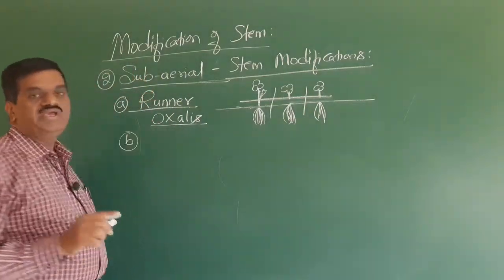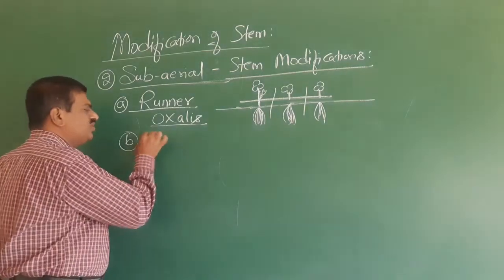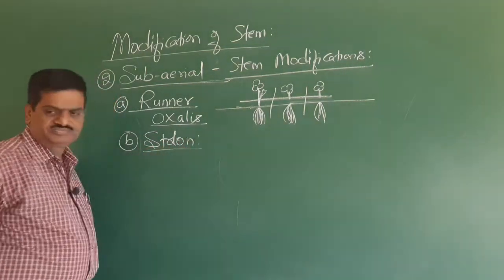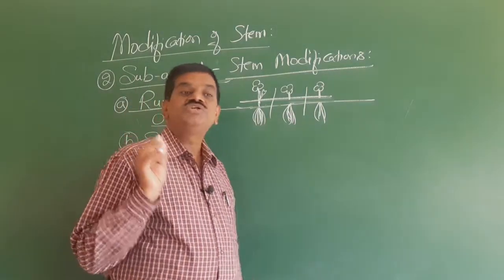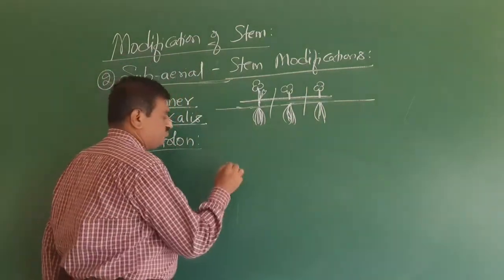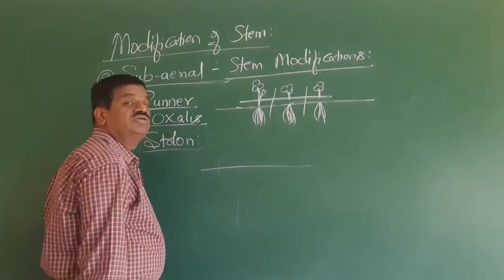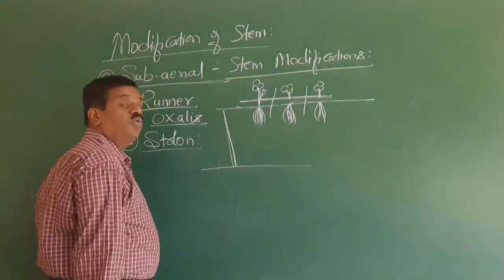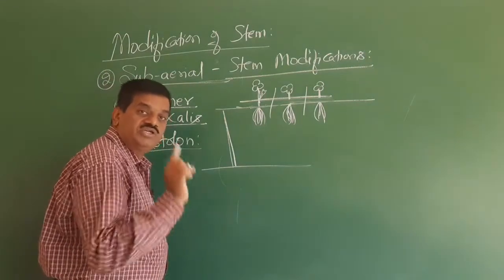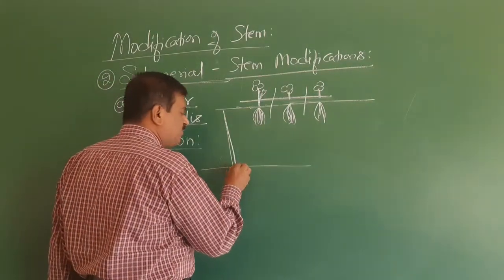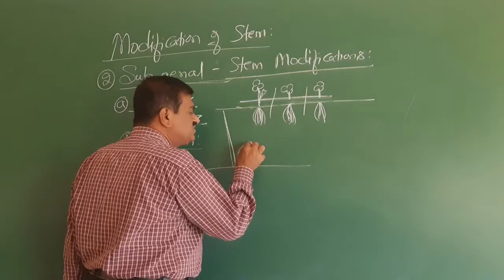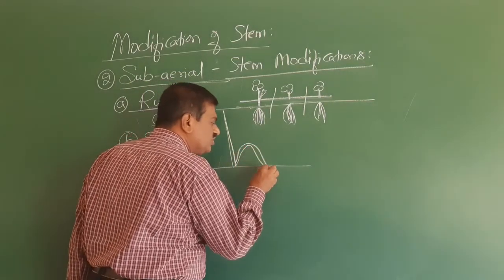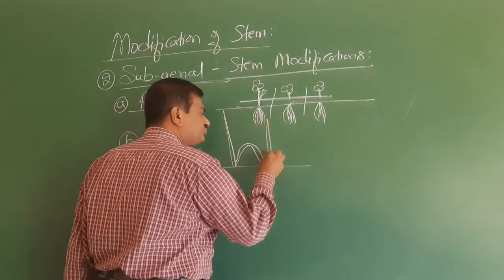We go for the second one, usually called stolon. Here the stem has an erect stem. At one of the lower nodal regions, there is a branch, and this branch always comes down, touches the soil, and again goes up.